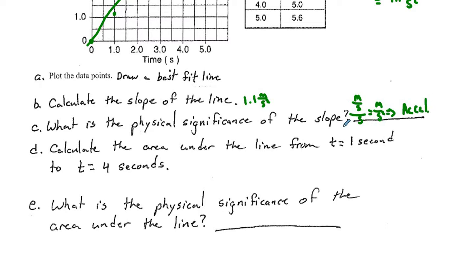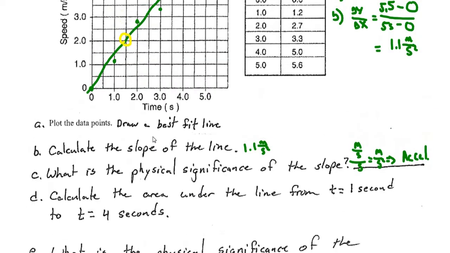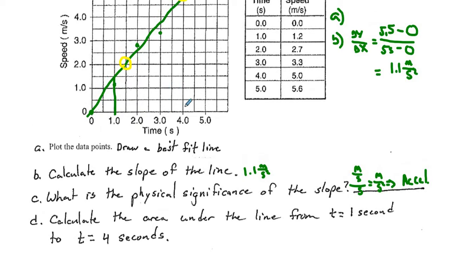Calculate the area under the line from a time of 1 second to 4 seconds. So we would essentially find an area that would look like so. I've got to scroll up a little bit here. You will notice that you get 2 shapes. You can turn this into a rectangle, and then a triangle. So you find the areas of each of those independently and then add them up.